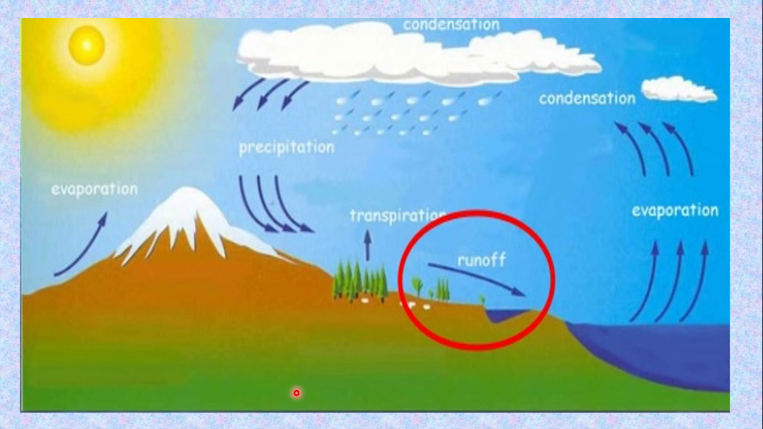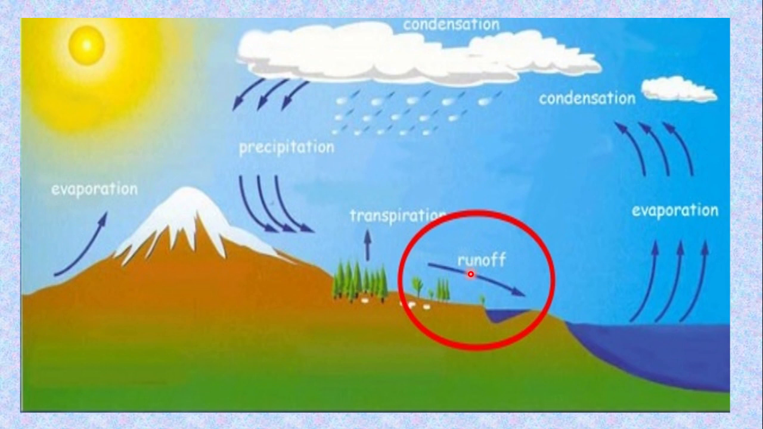Look at this stage, the last stage. After the precipitation, when the water reaches the ground, some of the water is absorbed by the plants, some of the water runs off in different ways and goes back to the ocean. So the water that is collected in streams, oceans, and rivers is named runoff.